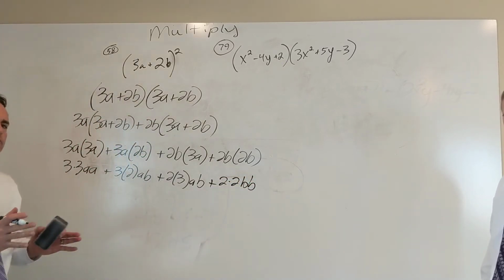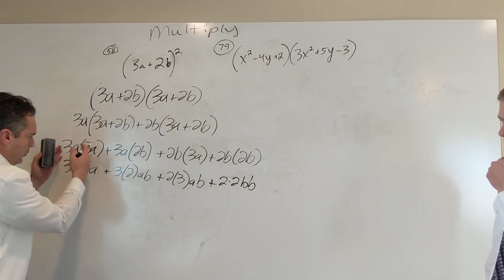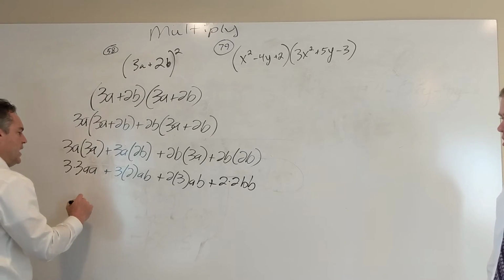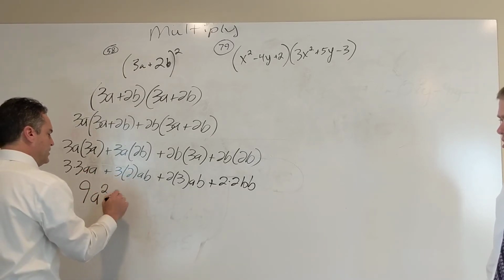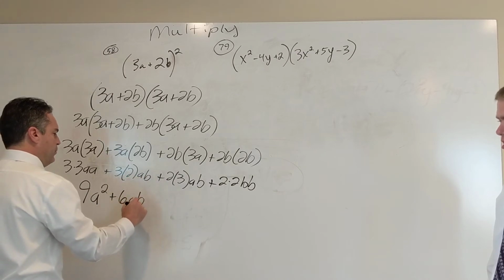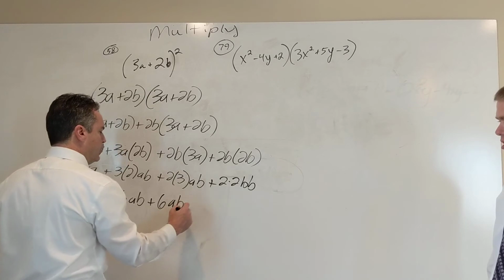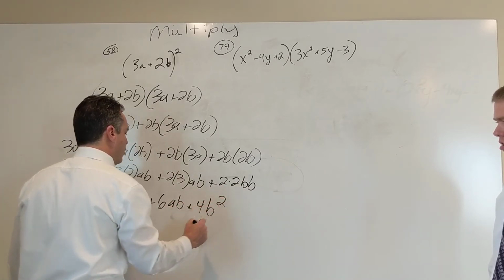We talked about how we rearrange these according to the commutative law, because since everything's being multiplied in this mono times mono, we can do numbers with numbers. 3 times 3 is 9. a times a is a squared. 3 times 2 is 6, and that is just ab. 2 times 3 is also 6, and we have an ab. And here 2 times 2 is 4, and b times b is b squared.